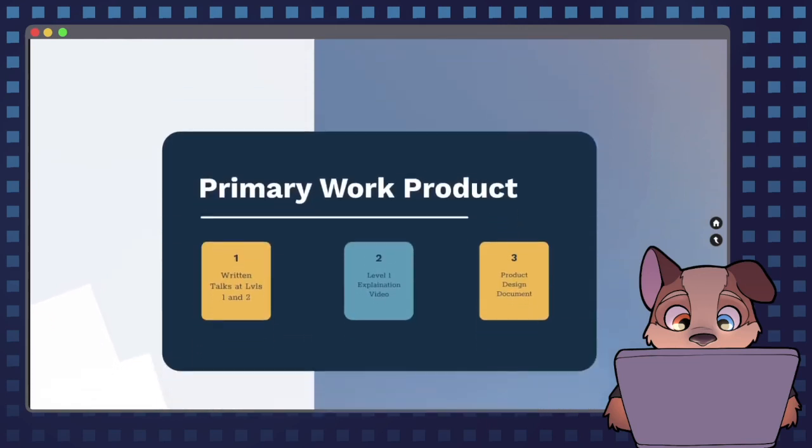Their primary work products before and during the build are written talks at levels 1 and 2, and we'll cover what that level means in just a second, and a level 1 explanation video. So we want to encourage our problem space expert to get used to talking and recording their thoughts. They give a presentation on the product or a presentation on the problem. And then 3, the product design document, which they will work with the experienced design analyst to approve. All right.